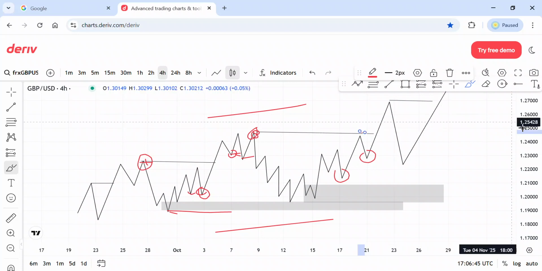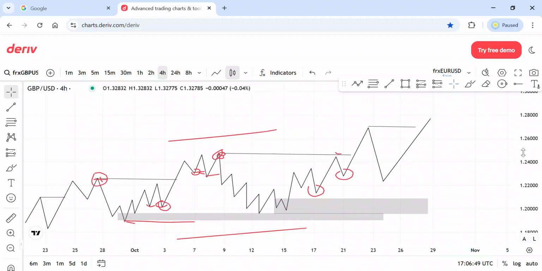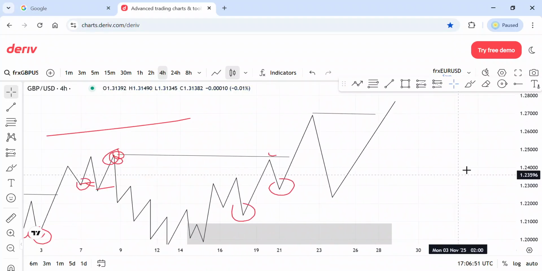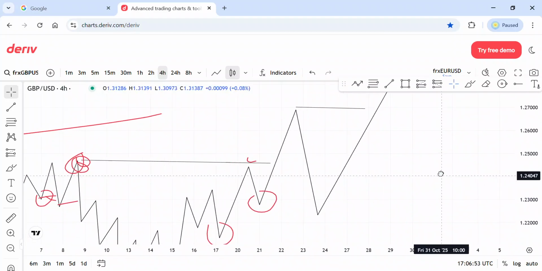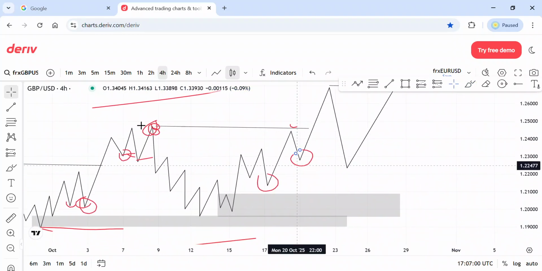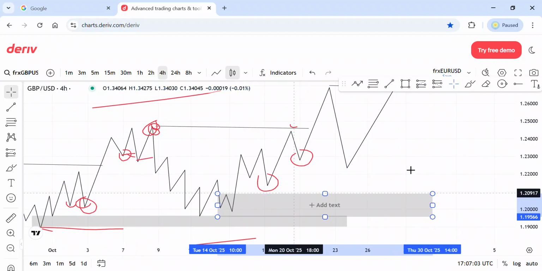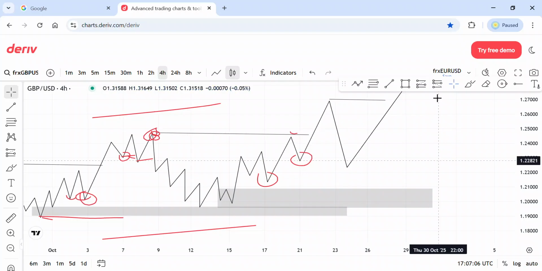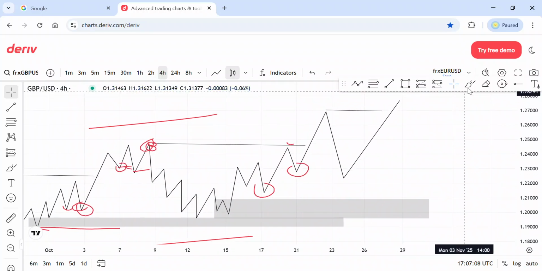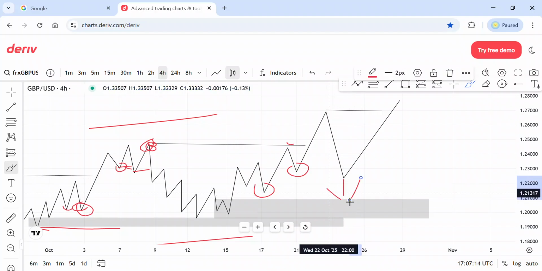Let me try to view this place very well. As you can see, something happened here. We should be having our order block right here. When the market broke out from here, this place was supposed to be our order block. But as you can see, the price ignored the order block here. I have a video on why price normally ignores order blocks.